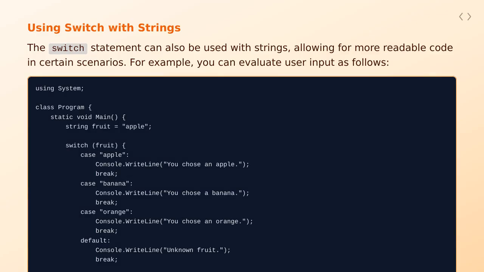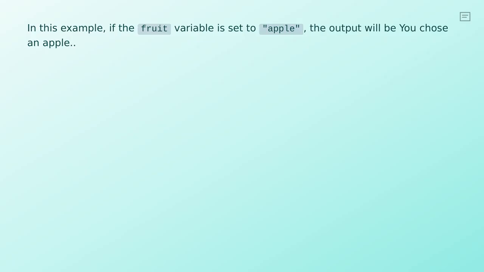The switch statement can also be used with strings, allowing for more readable code in certain scenarios. For example, you can evaluate user input as follows. This slide introduces a class definition. Study the structure in the code sample. In this example, if the fruit variable is set to apple, the output will be you chose an apple.